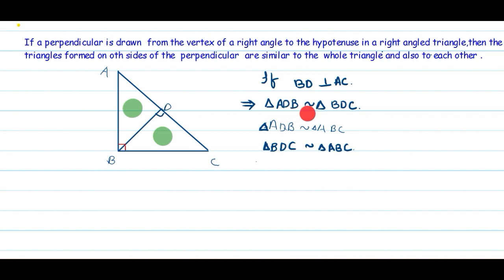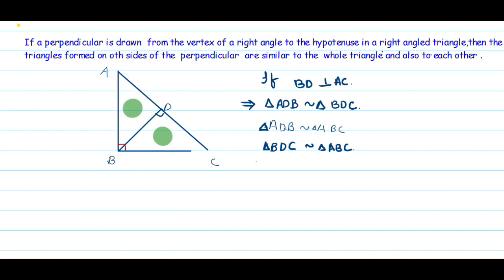As you can see here, ADB is similar to BDC, that is nothing but the smaller triangle up here, ADB, is similar to BDC, the one down below. These two triangles will be similar to each other, and also each one of them will be similar to the complete triangle, that is, ADB will be similar to ABC, the complete triangle, and the second one, BDC, will be similar to the complete triangle ABC. Now, let us read this statement, you will understand it more clearly.